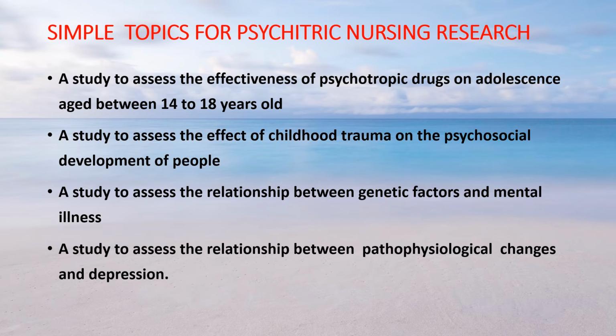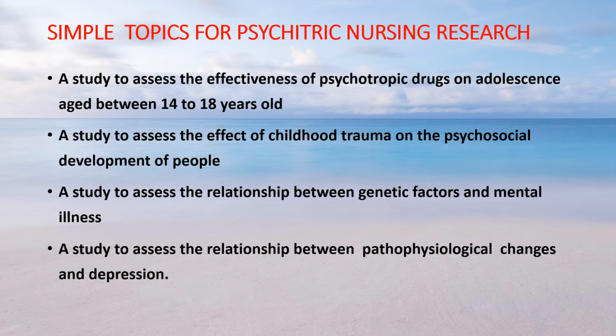If you go through the review of literature, you will get a lot of information, a lot of reviews related to this. And while coming to the introduction, you will get a lot of topics and information to write. So that is a good and easy topic for BSc nursing and MSc nursing students: a study to assess the effectiveness of psychotropic drugs on adolescents aged between 14 to 18 years old.